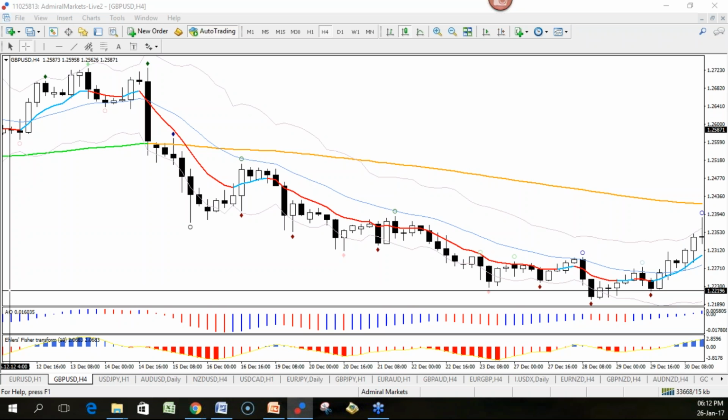You can count with me. 1, 2, 3, 4, 5, 6, 7. And that is the end of this correction, and we expect a continuation. Sometimes that entry is going to be better than other times.